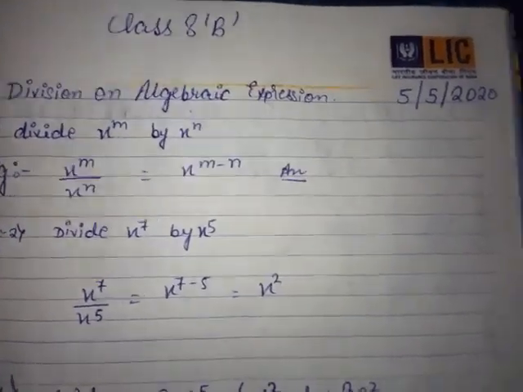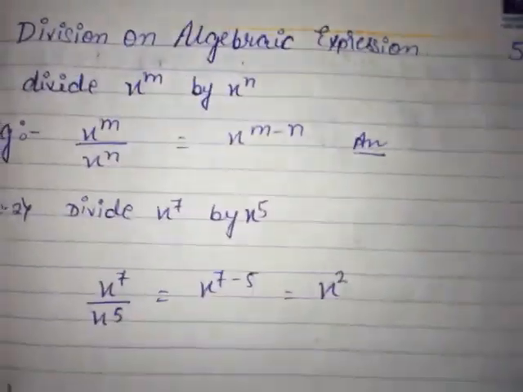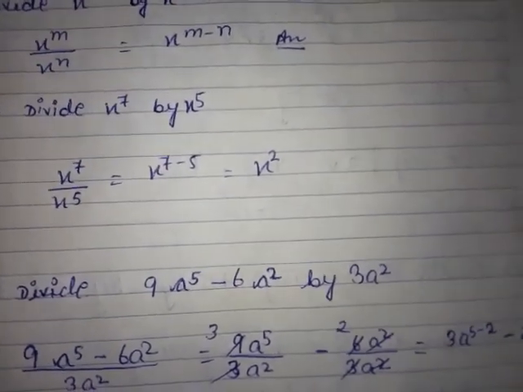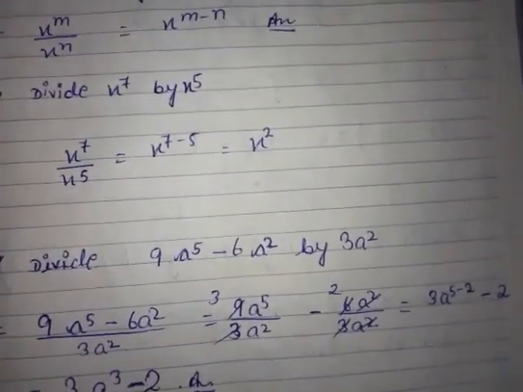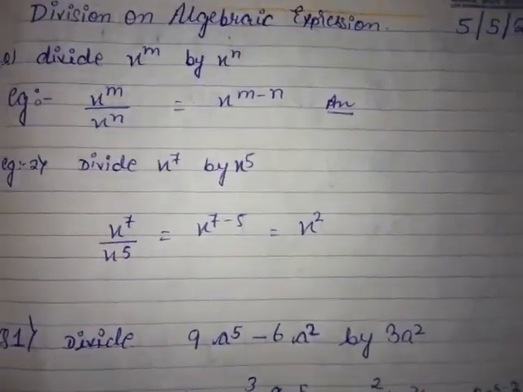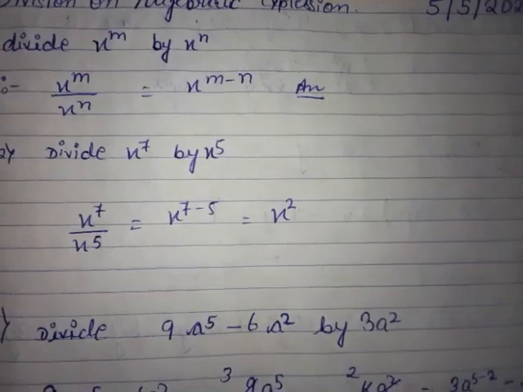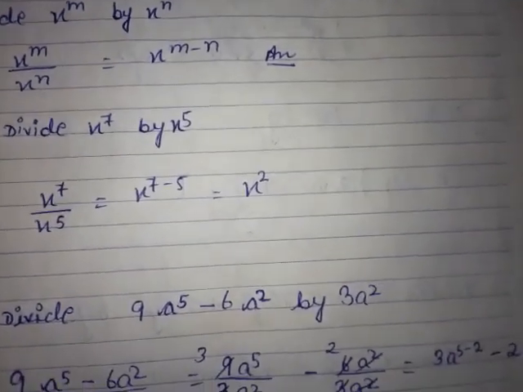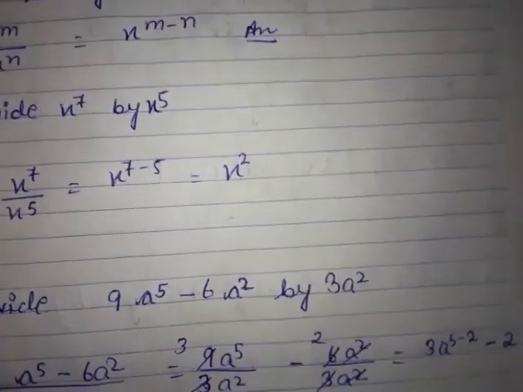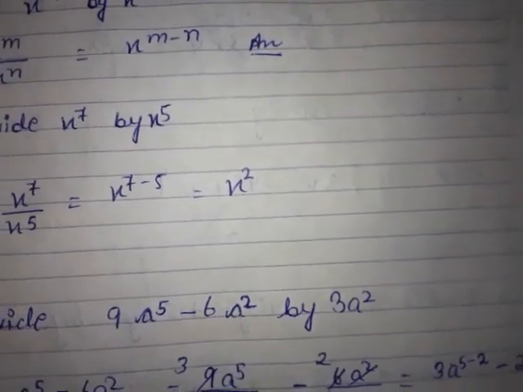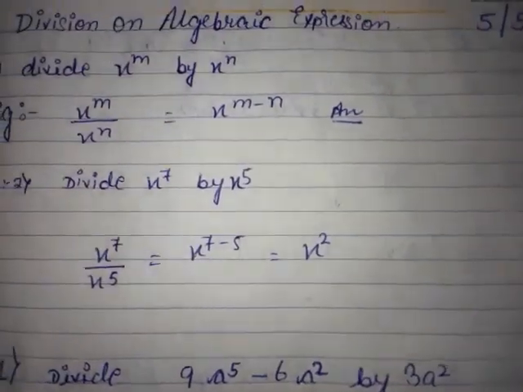Now the second rule is, whenever you divide the literals, I will use the word alphabet, but the correct word is literal. Whenever you divide the alphabets, if the alphabets are the same, write the alphabet one time and the upper power minus the lower power. Once again, whenever you are dividing the alphabets, and if both are the same, write the alphabet one time and the upper power minus the lower power.